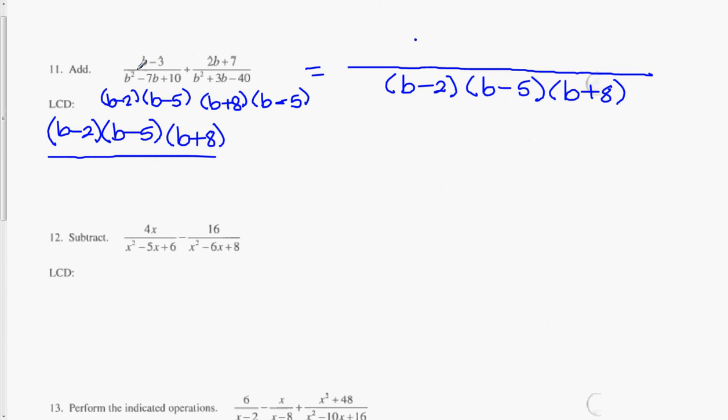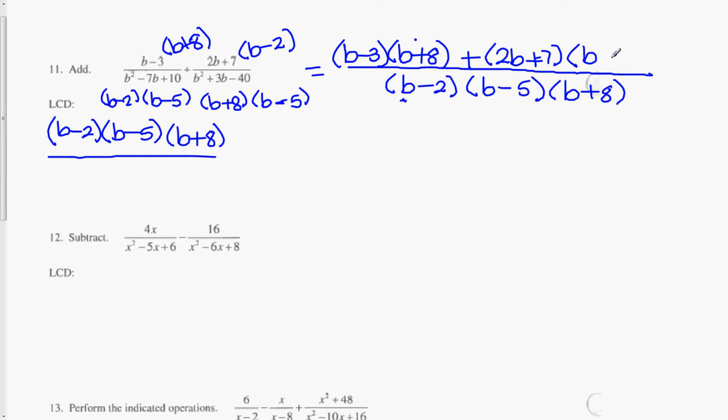So on this one, I've got expressions in the numerator, so I'm going to have a little bit more to deal with when I start simplifying that numerator. But I'm going to look at b minus 2, b minus 5. I'm missing a b plus 8, so I'm going to have to multiply the numerator times a b plus 8. So we'll have to FOIL that in a second. And then there's a plus sign in between those two fractions. And then from the second fraction, I've got a b plus 8 and a b minus 5. I'm missing the b minus 2. So this one's going to have to get multiplied times b minus 2. So this is going to be 2b plus 7 times a b minus 2.